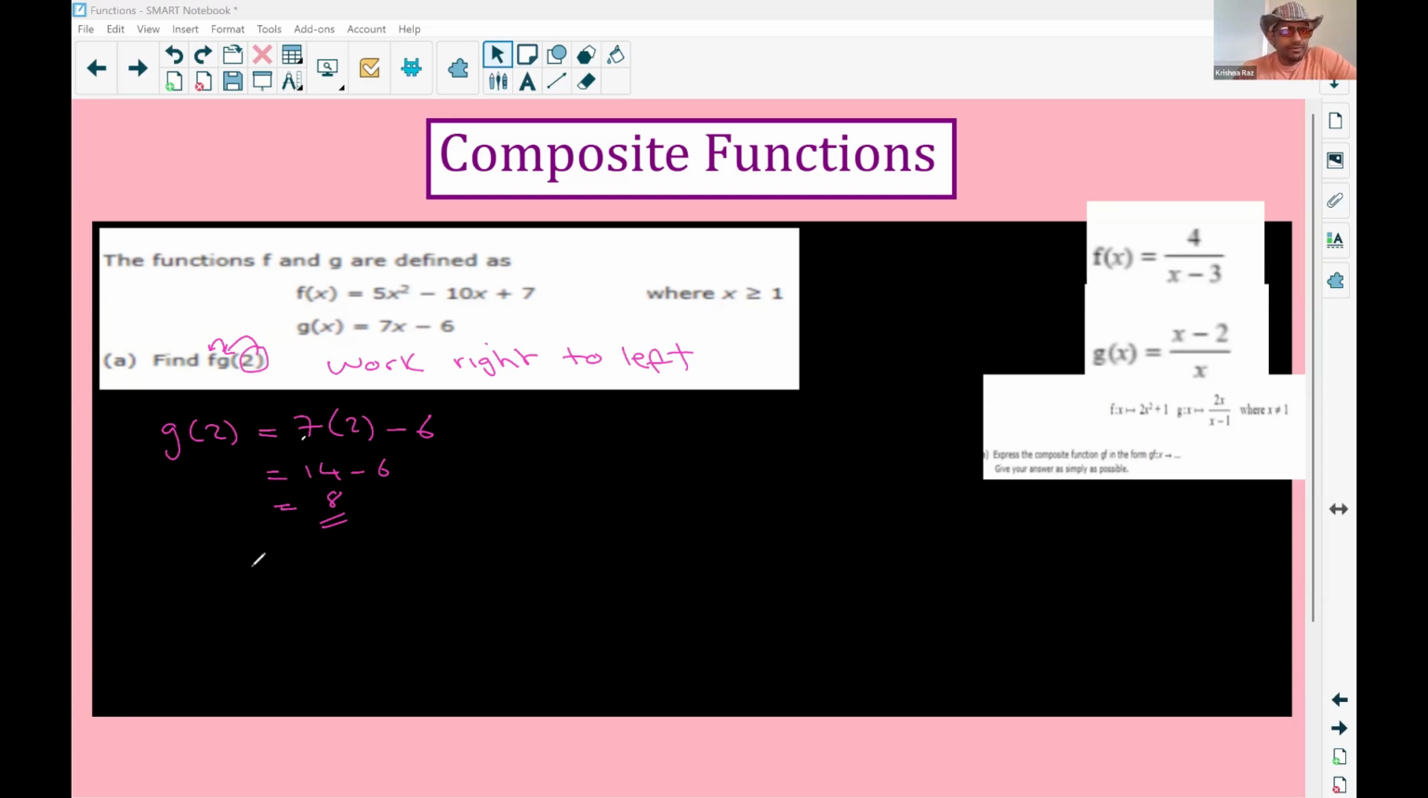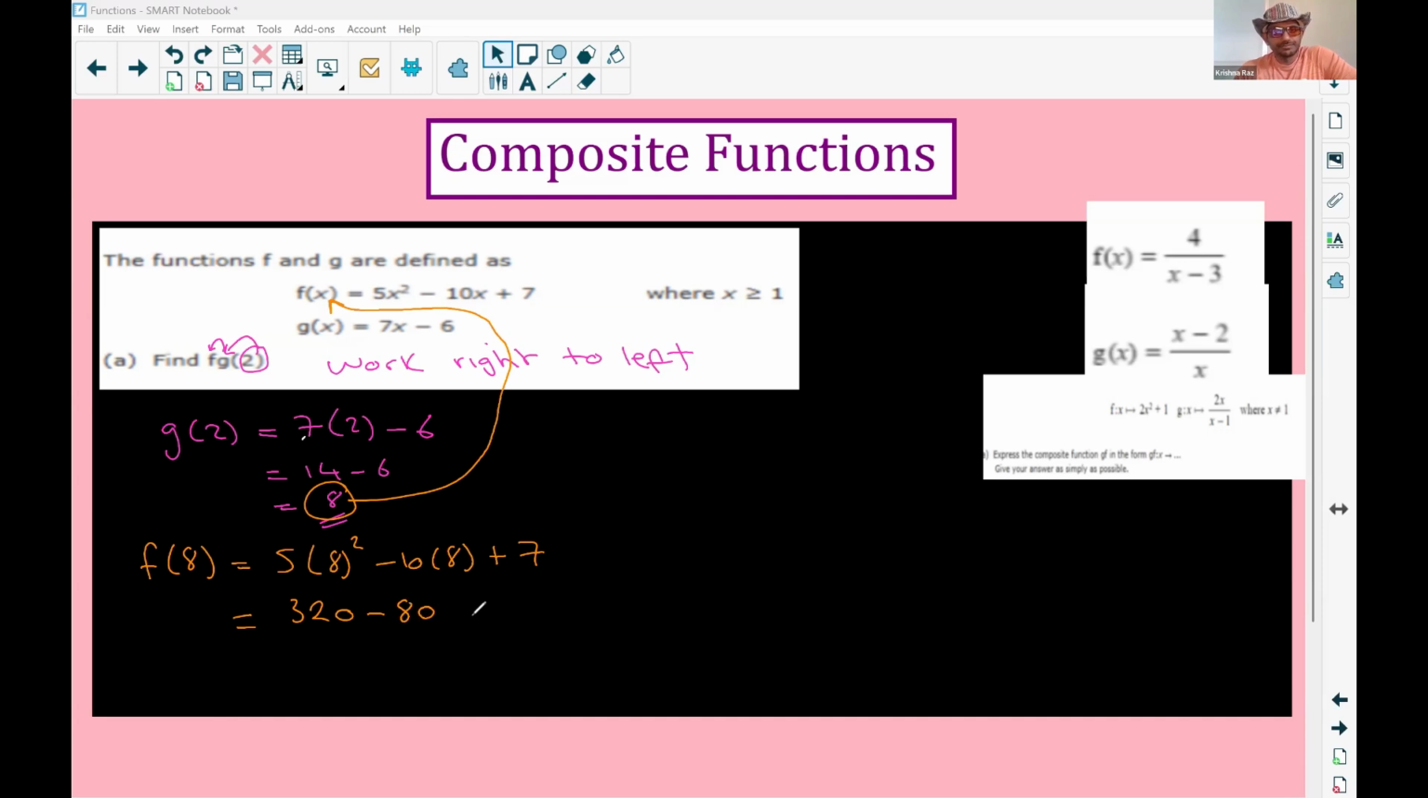So this result now gets subbed into f. So that will go directly into f. So f of 8 is 5 times 8 squared minus 10 times 8 plus 7. So we have 5 times 64 minus 80 plus 7, which is what, 447.